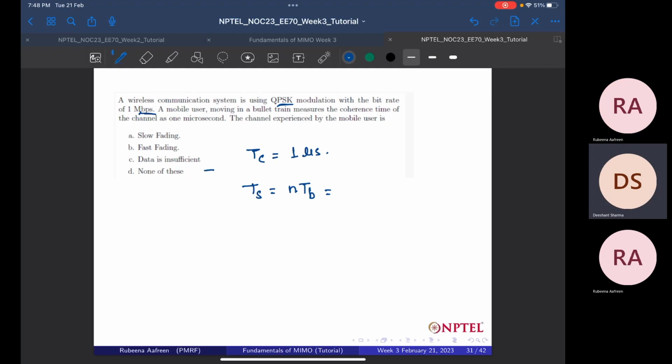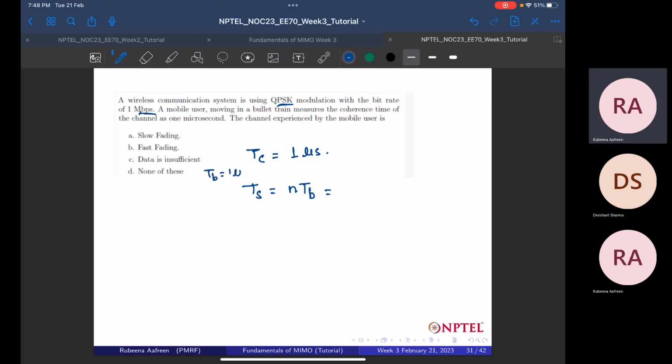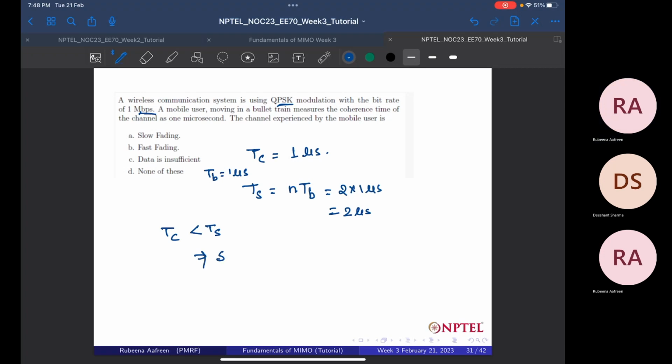And TB is 1 microsecond, right? So TS is 2 into 1 microsecond, that is 2 microsecond. So you're right, TC is less than TS in this case. So what will this be? Slow or fast? Fast fading. Fast fading, correct.